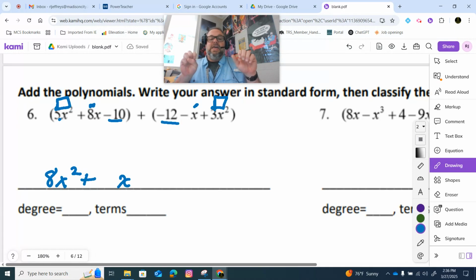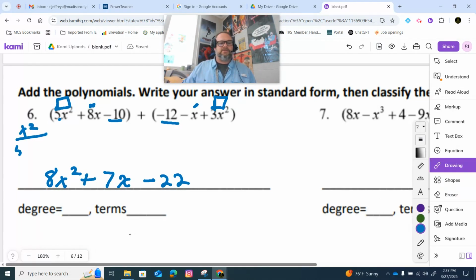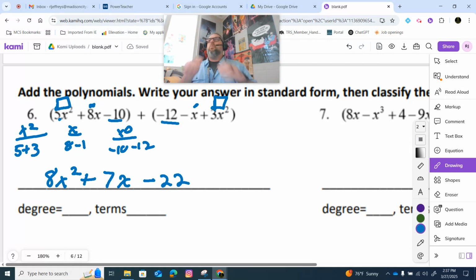But anyways, all right. So now 8 plus negative 1 is the same thing as 8 minus 1. And then, yep, 22. All right. Now, you could do it like that. You can rewrite them. Look, I don't care how you do it. You can do it like this. Well, here's my x squares. There's 5 plus 3. Here's my x's. This is 8 minus 1. This is our x to the zeros. This is negative 10 minus 12. Whatever works for you, okay? Corral them, highlight them, dot them, zip them up, color, whatever it takes, okay?